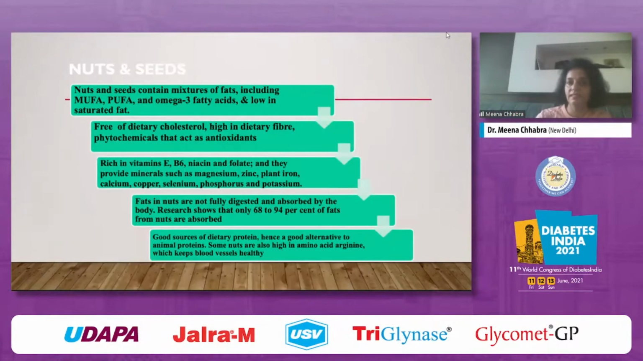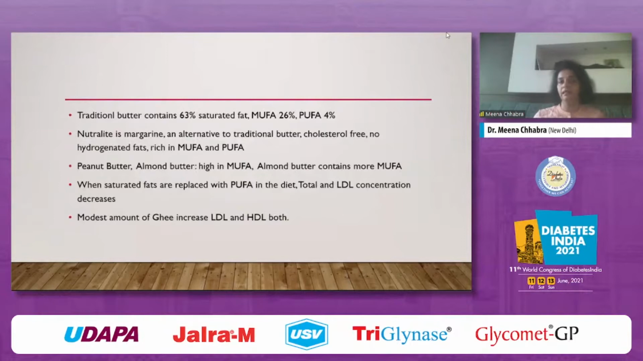Now, what about nuts and seeds? They contain a mixture of fats, including MUFA, PUFA, and omega-3, and they are low in saturated fat. They're free of dietary cholesterol. So again, nuts and seeds are an important source of good fats. Now, what about butter? Traditional butter contains 63% saturated fat, 26% MUFA, and 4% PUFA.